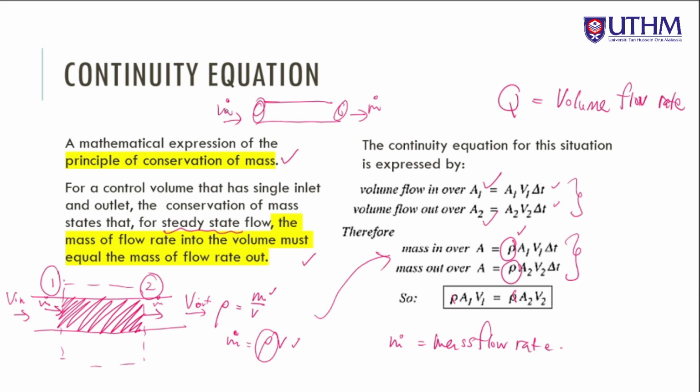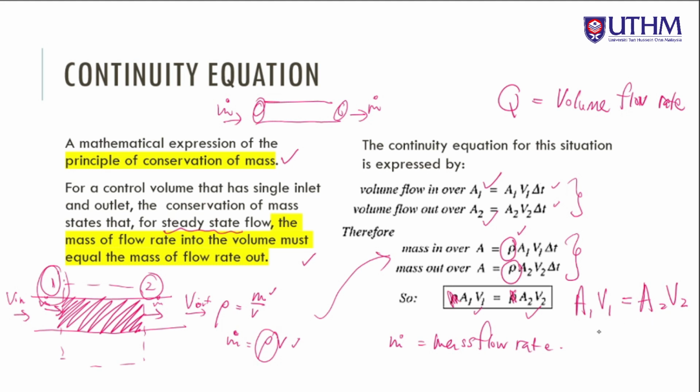So based on continuity, the mass flow rate in equals the mass flow rate out. So means that rho A at position 1, rho A1 V1 equals rho A2 V2. But usually fluid flow yang masuk dengan fluid flow yang keluar adalah fluid flow yang sama. So density is usually can be ignored. So usually kita akan dapat A1 V1 equal to A2 V2.